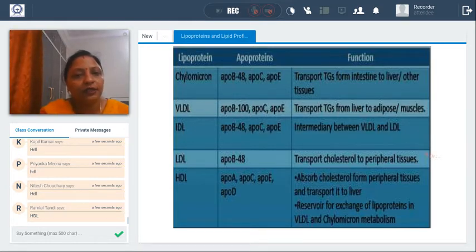IDL is intermediate between VLDL and LDL, as I discussed earlier. LDL, with ApoB100, transports cholesterol, an important point, to peripheral tissues. And HDL is involved in reverse cholesterol transport, absorbing cholesterol from peripheral tissues and transporting it to the liver, and is a reservoir for exchange of lipoproteins in VLDL and chylomicron metabolism. Here it is ApoA, ApoC, ApoE and ApoD. So now is it clear to all of you?